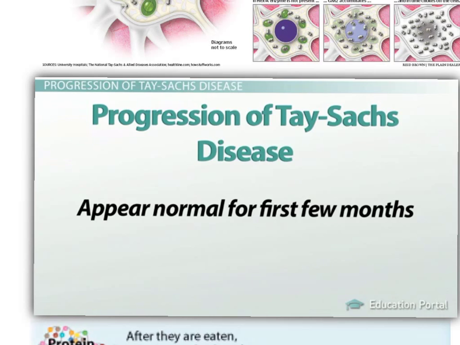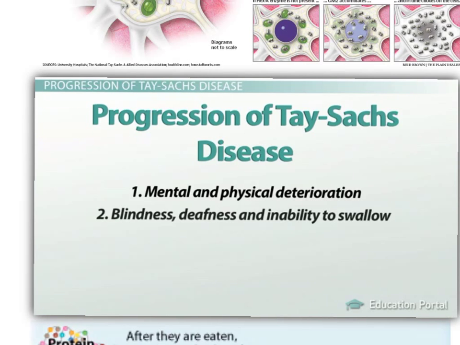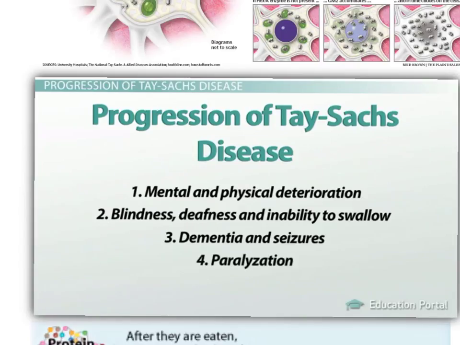Children affected by Tay-Sachs disease appear normal for the first few months of their lives. However, as the GM2 ganglioside starts to build up in their neurons, the mental and physical abilities of these children deteriorate. As the disease progresses, the child becomes blind, deaf, and loses the ability to swallow. Dementia and seizures are also common. Eventually, the child is paralyzed before the disease finally kills them.